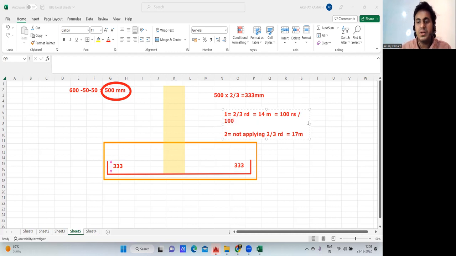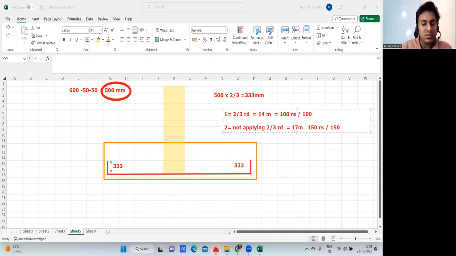Okay, rough value I'm taking just to make you understand. Now here, since it is 17 meter, obviously the rate will increase. Let us say this is 150 rupees, or let us say this is $150, right? So both there is variation in the price, then whom you are going to consider. So usually this thing has to be decided initially only. Before the start of the project, you have to decide whether you are taking it or not.